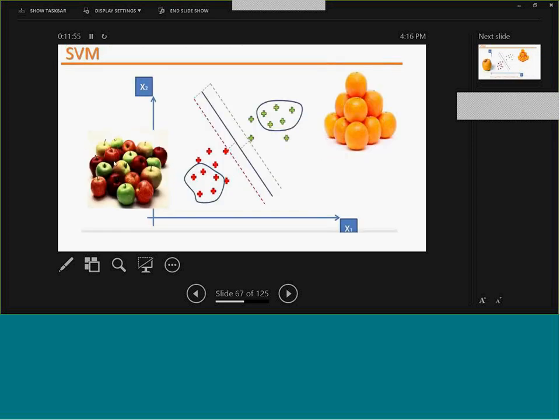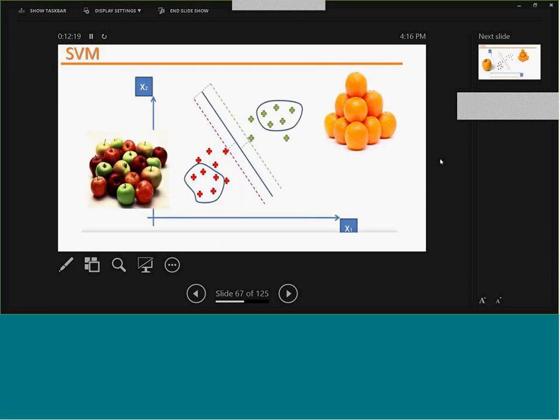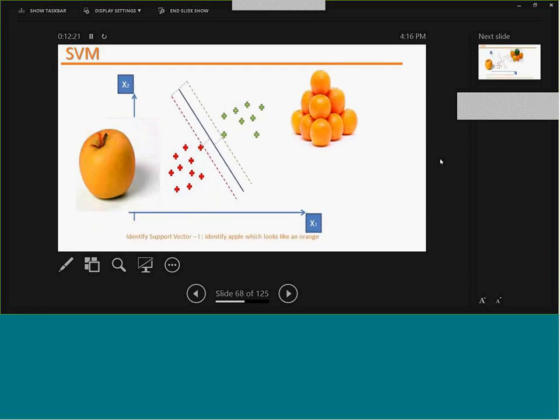So let's say you have this many apples over here marked in red, and you have this many oranges marked in green. Now you have to identify, if we put up a new fruit over there, whether it will be an apple or an orange. So it has three steps. What it does is try to identify the apple which looks like an orange. Can you see this? This is an apple, but it looks like an orange. Okay, that is step number 1. And this is the apple which looks like an orange, and that's why we mark it down.